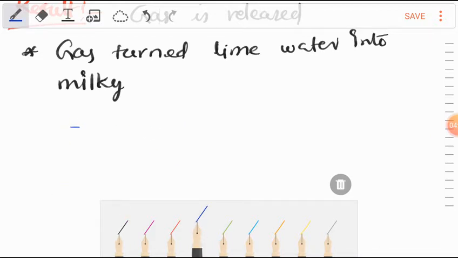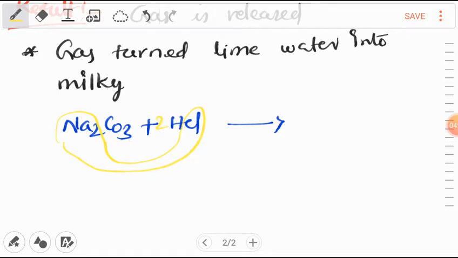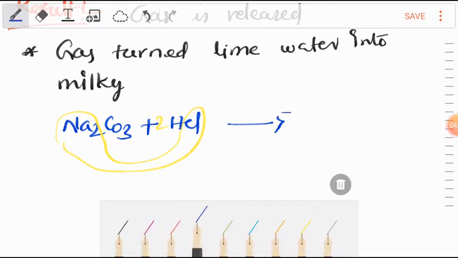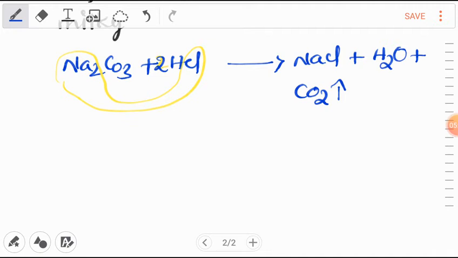So whenever Na2CO3 reacts with HCl, what happens? Na, I will write with a different color. Na reacts with Cl and produces NaCl plus, what will happen? Water is produced, then carbon dioxide is released. So this is the reaction.